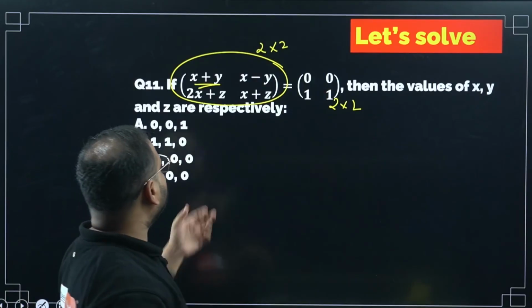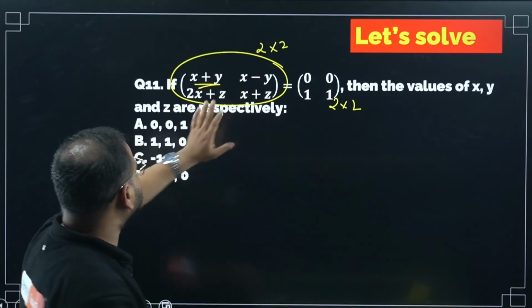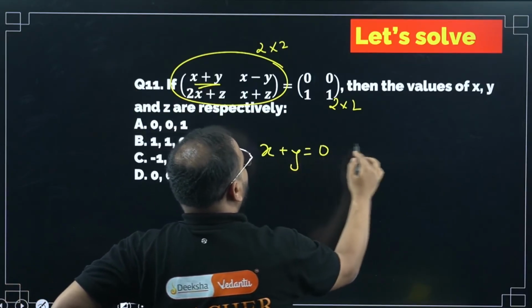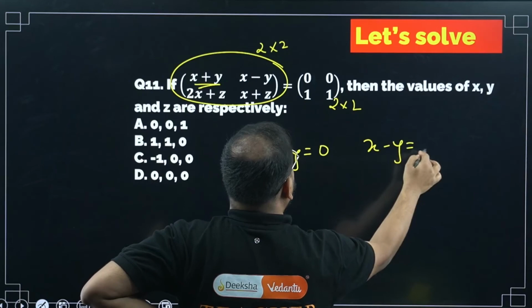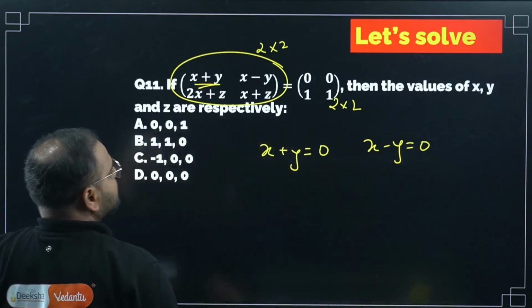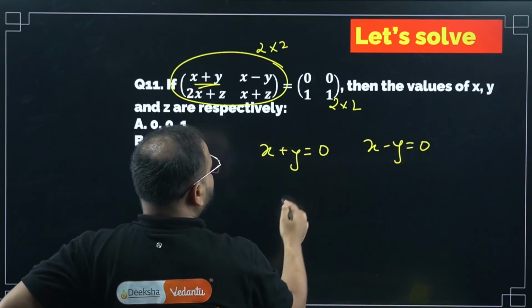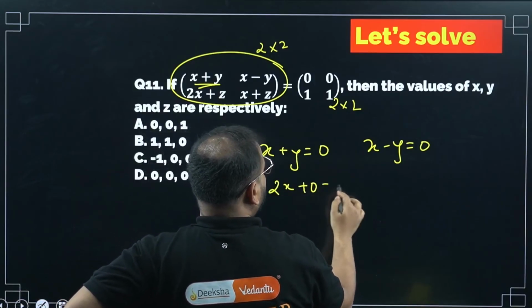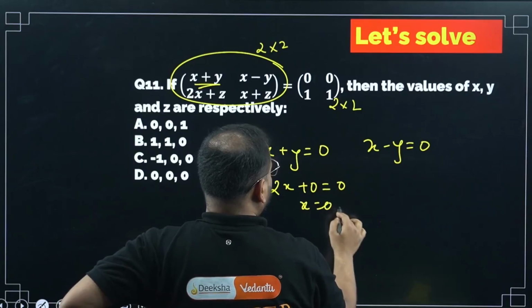How can the matrix be equal? Okay, they have given it equal. So how will I make this? So x plus y has to be equal to 0, and x minus y has to be equal to 0. That's what they're saying. If that is true, add them up. What are you going to get? 2x plus 0 is equal to 0. x is equal to 0. So y is equal to 0.